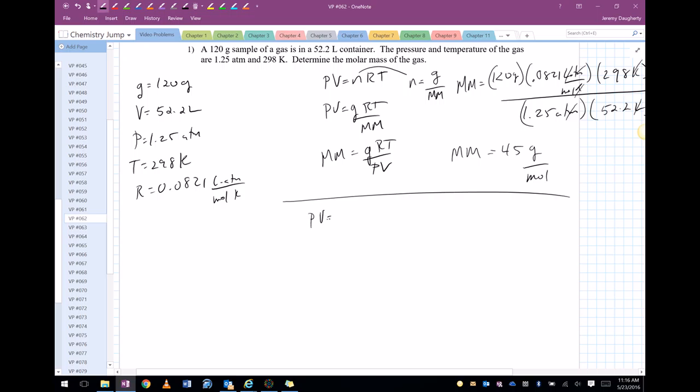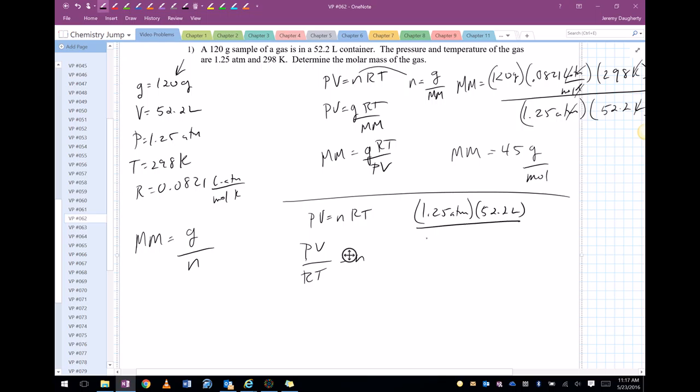Let me show you. So this time I'm going to solve for moles because I know that molar mass is equal to grams divided by moles. Here's the grams, so if I can find the moles, I can find the molar mass. So pressure times volume, all over R times T, 298 Kelvin. That's equal to moles.